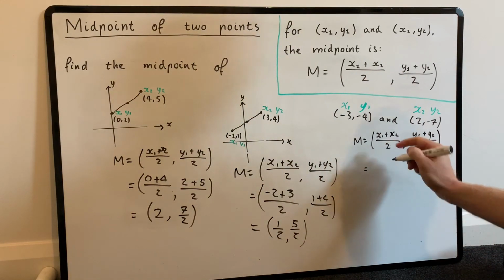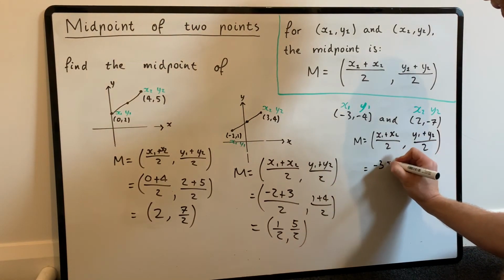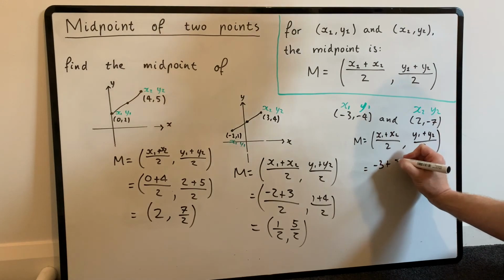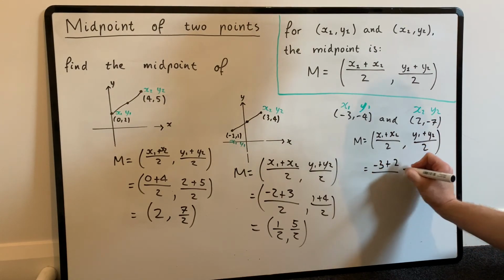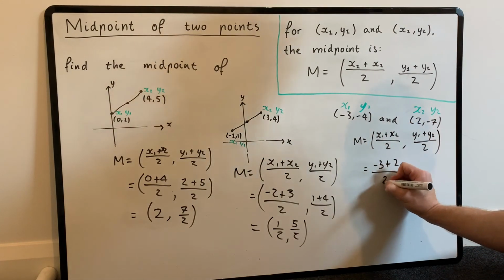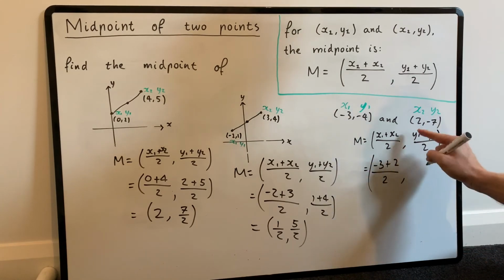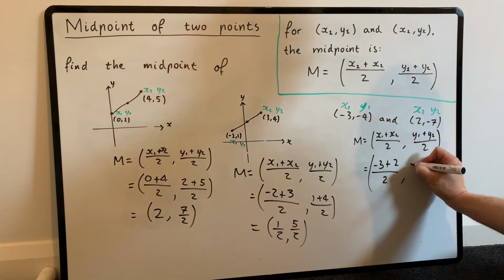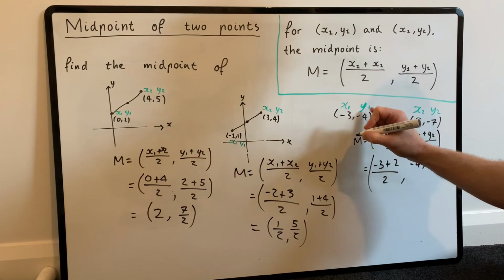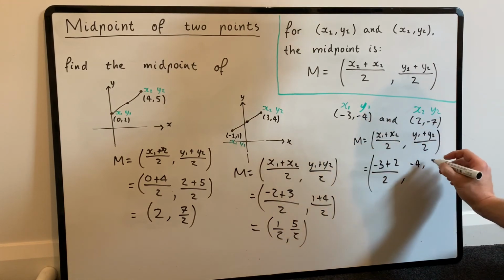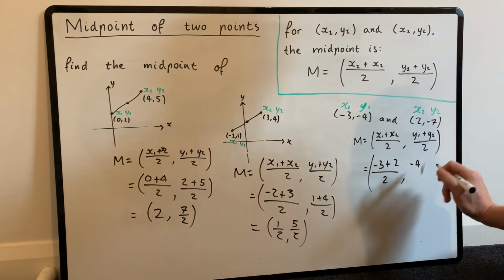Okay, x1 is -3, x2 is 2, on 2. y1 is -4, and y2 is -7. I've put a comma there for some reason.